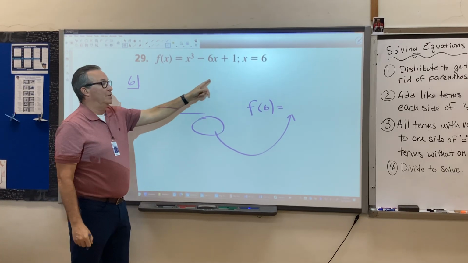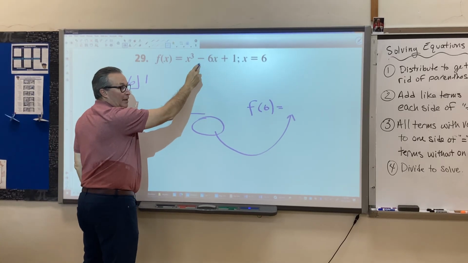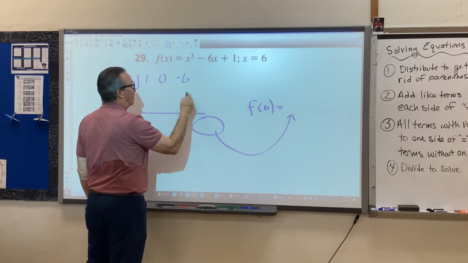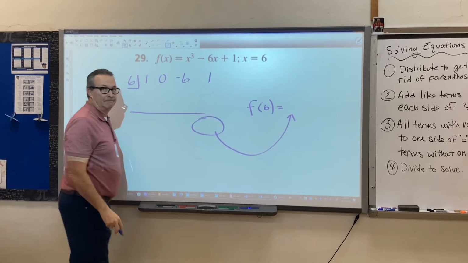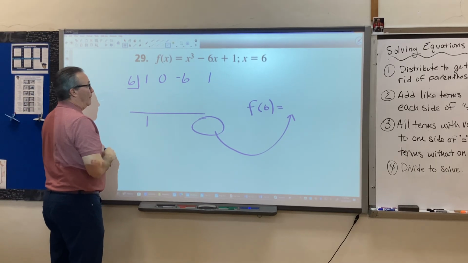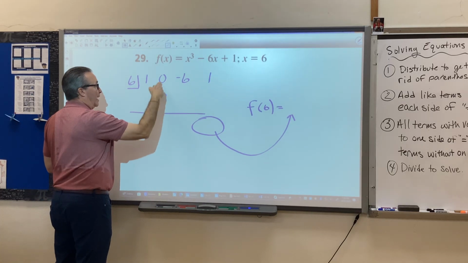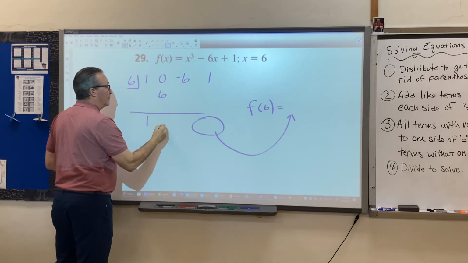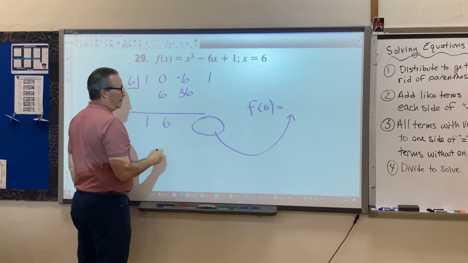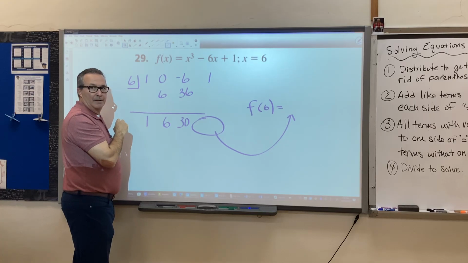And then what about the coefficients out here? 1. 0. Nice job. You need a placeholder for the x squared. -6. And 1. Good job. 1 drops down. 1 times 6 is 6. Add these together. 6 times 6, 36. 30. 30 times 6, 180. Nice job.